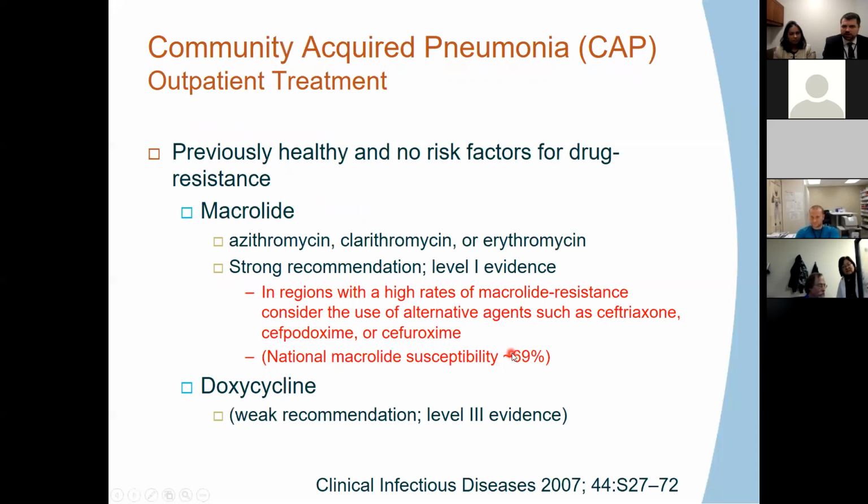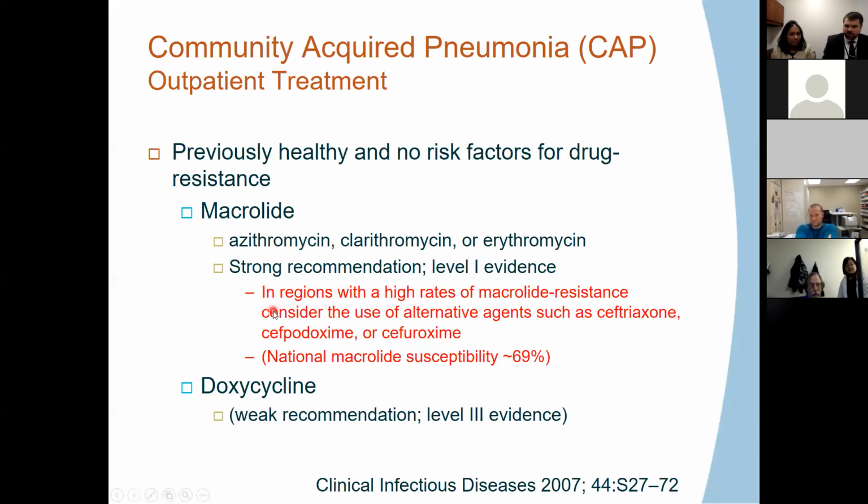So here we have community-acquired pneumonia outpatient treatment. And we have previously healthy, no risk factors for drug resistance. You can give a macrolide. This would be azithromycin, clarithromycin, erythromycin. Most of the time, if something's given, it's going to be azithromycin because it's the best tolerated.